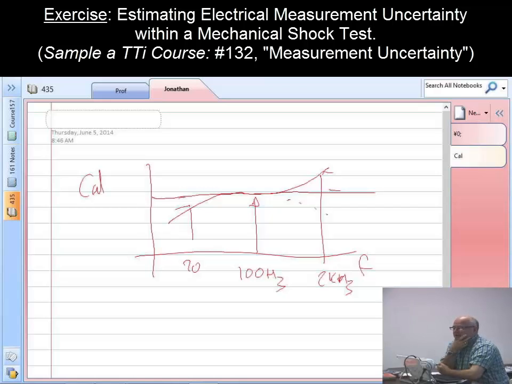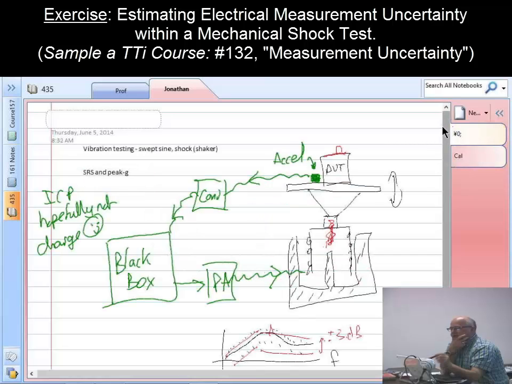So that's why when I went back to this page here, where are we? Lost it. Hello. There it is. That's why when I was saying I was going to go through the different topics, the first thing I went to was the accelerometer, and said that is going to be one of the major sources of uncertainty. The signal conditioners, what they do for ICP, notice my little comment, hopefully not charge.